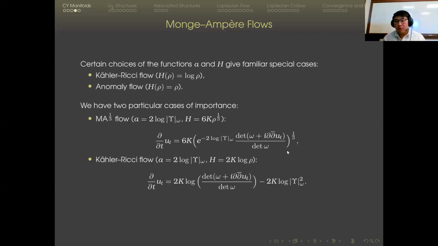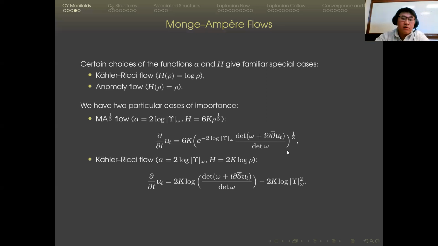This class of Monge-Ampère flows is a generalization of other classes of flows that have been studied. So it's a generalization of the Kähler-Ricci flow and the anomaly flow. All you have to do is take the functions h and a appropriately. So for the Kähler-Ricci flow, we take h to be log and a to be something appropriate that fixes it and allows it to scale. Same with the anomaly flow, we can take h of rho to be rho. These Monge-Ampère flows encompass all these other flows.